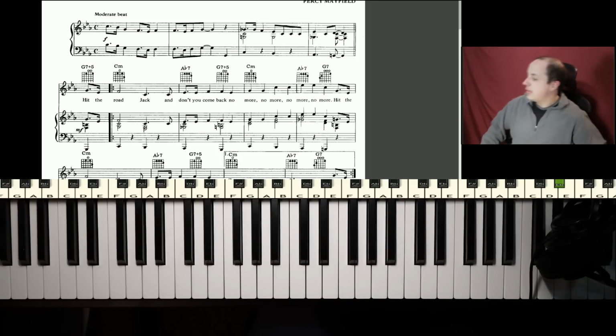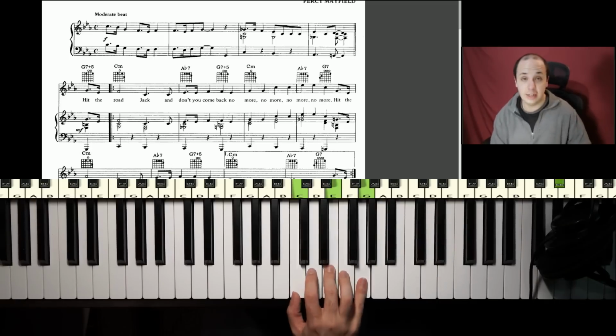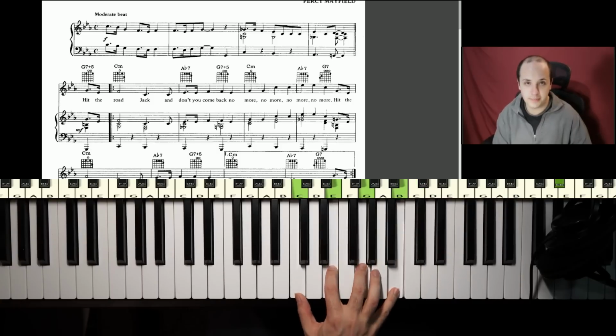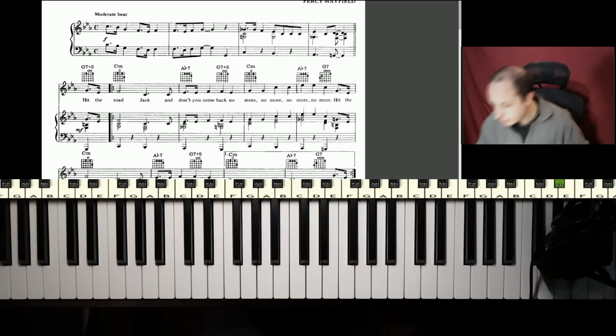So the major seventh chord is you play a major triad, you add an octave above where you started, and then you just lower a half step. And that's your major seventh chord. It sounds kind of jazzy.